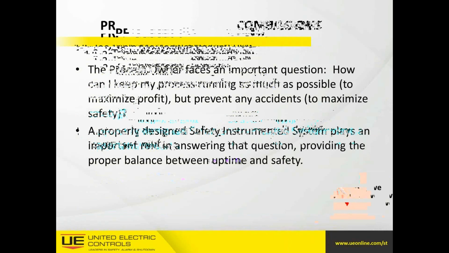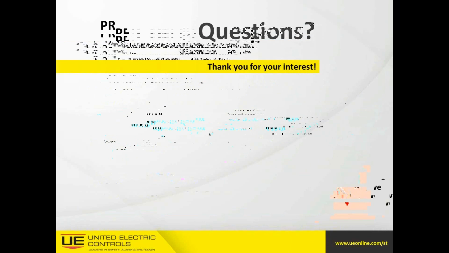So the conclusion is this, that the process owners face an important question. How can I keep my process running as much as possible to maximize my profit, because I've got stockholders looking for their returns, but yet prevent any accident to maximize my safety? And then, of course, a properly designed safety instrumented system plays an important role in answering that question, providing the proper balance between uptime and safety. So design is extremely important when we get into safety instrumented systems.